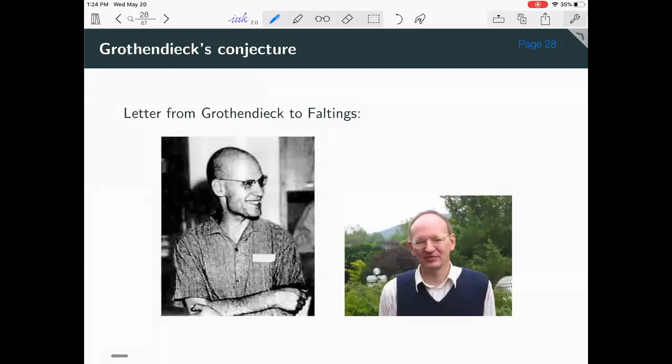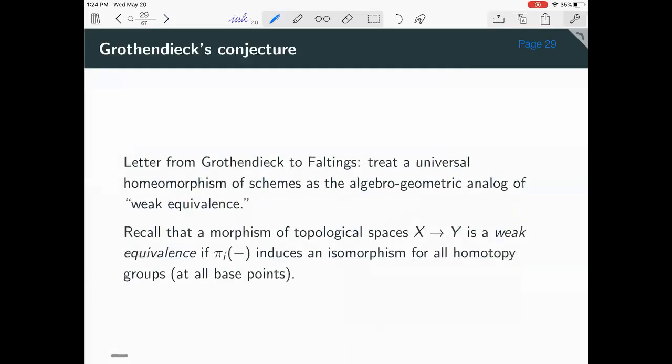Those are very concrete: we're just looking at normalizing curves, right? So I want to talk about a more philosophical idea of why you want to be interested in universal homeomorphisms. It's in a letter from Grothendieck, the young version of the guy, to Faltings. Grothendieck wrote to Faltings that you should treat a universal homeomorphism of schemes as the algebraic geometric analog of what a weak equivalence is in algebraic topology.